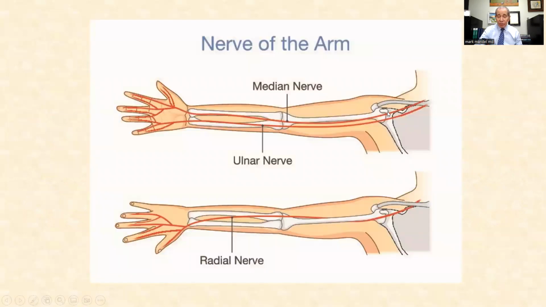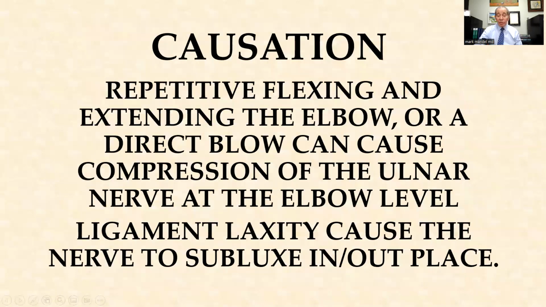So here we have the different nerves. Here's the median supplying here, the ulnar nerve. Of course, the radial nerve supplies the back of the hand. Radial nerve compressions are relatively uncommon. Some people feel that radial nerve releases are ineffectual and the results aren't good.